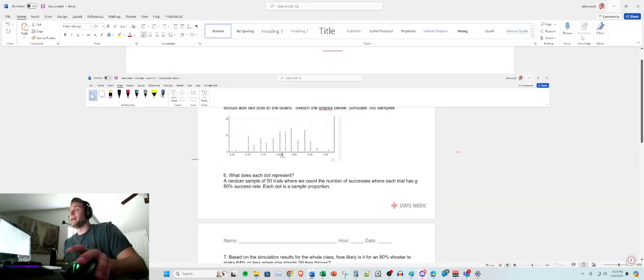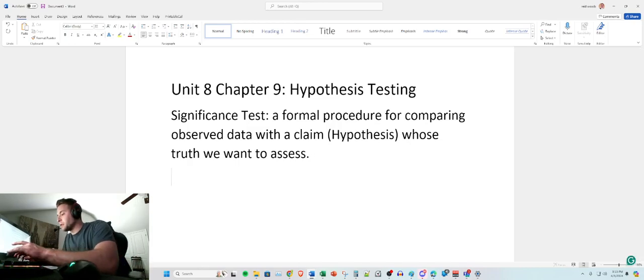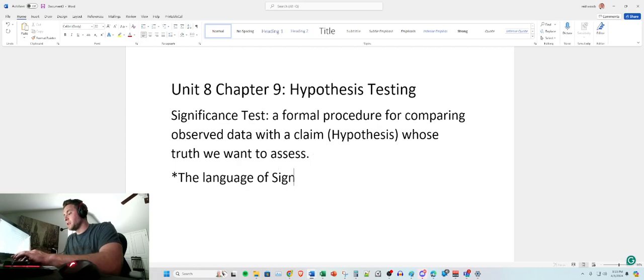Okay. So we're going to go ahead and you can make a section. What do I always do? I always do little stars in here. So we're going to talk about the language of significance tests.